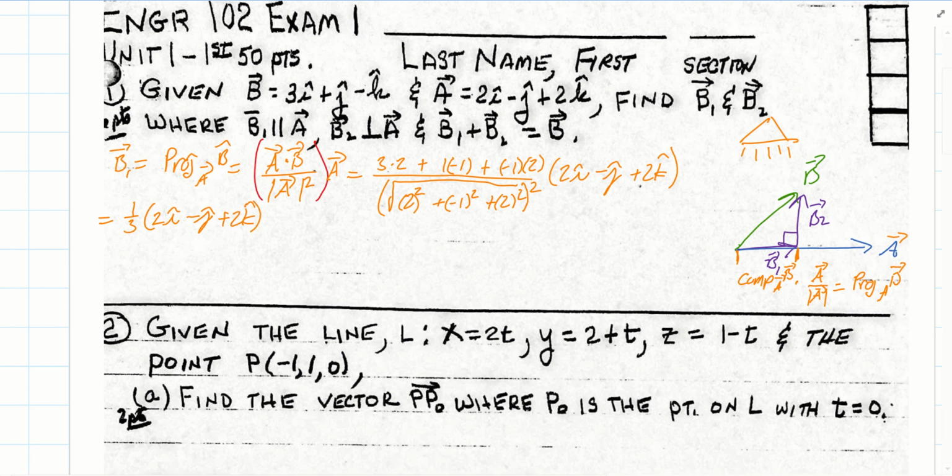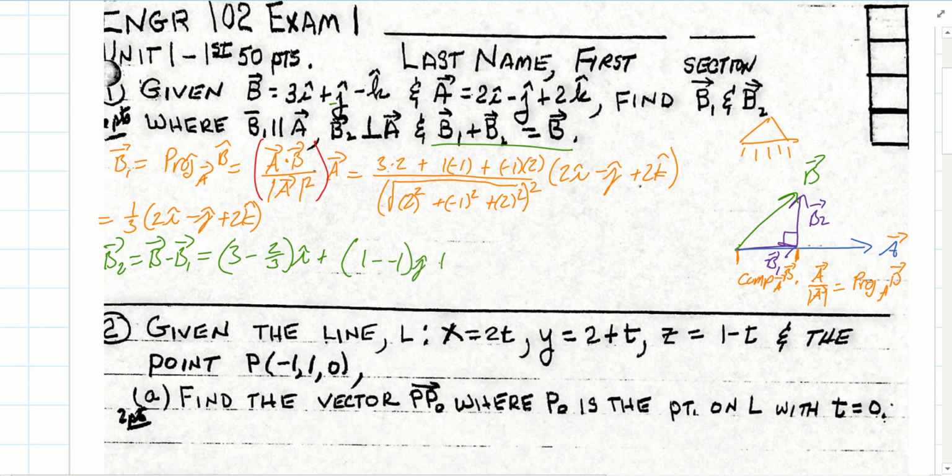So that is B1. Now B2 is going to be based off of this equation here. So it'd be B minus B1. And that will be 3 minus 2/3 i plus 1 minus -1 j plus -1 minus 2k.